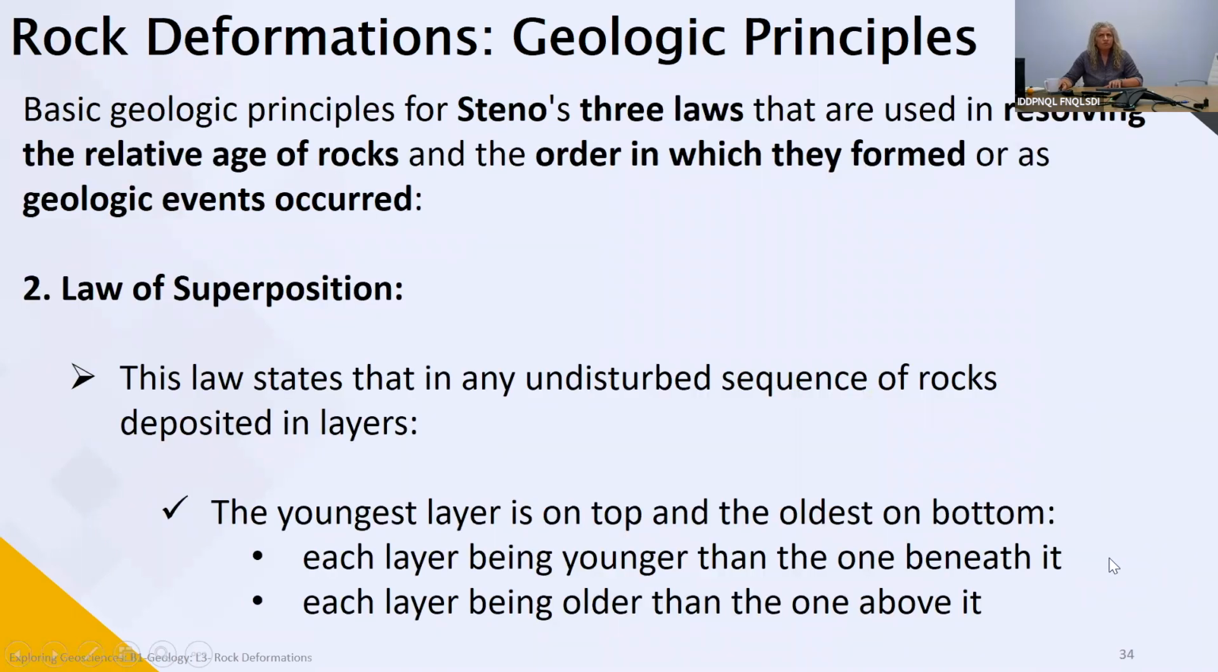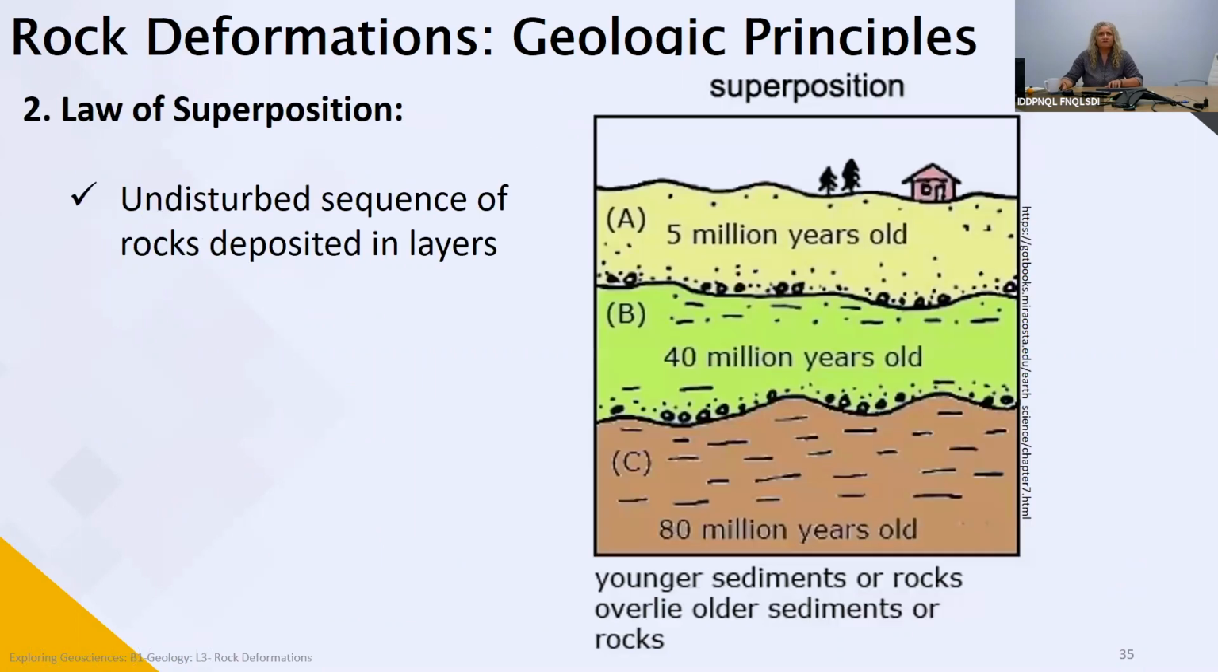The second law is the law of superposition, meaning that in any undisturbed sequence of rocks deposited in layers, the youngest layer is on the top and the oldest on the bottom. Going a little bit further, each layer is younger than the one beneath it, which makes sense, and each layer is older than the one above it. Here is an example with an undisturbed sequence of rocks, again with no deformation. Without even knowing their numeric ages, we would know logically that C deposited before B and B deposited before A, and so on. So the younger rocks overlie older sediments.